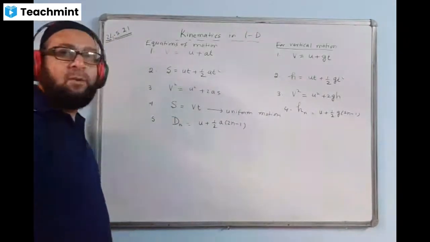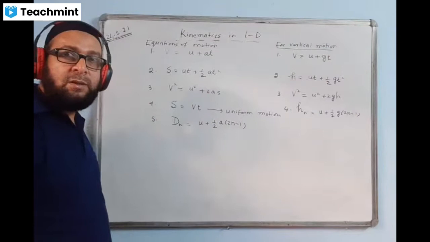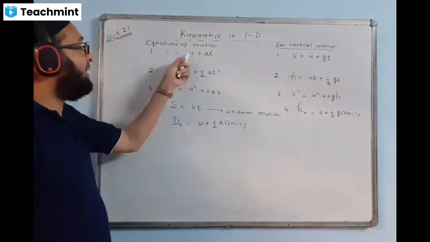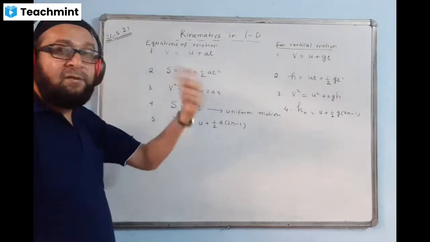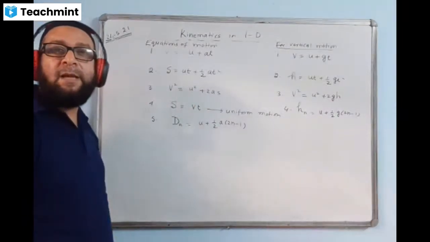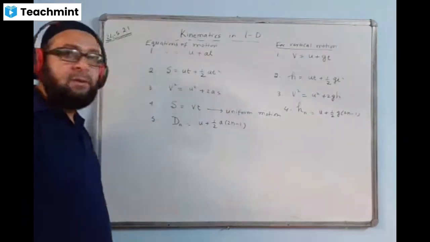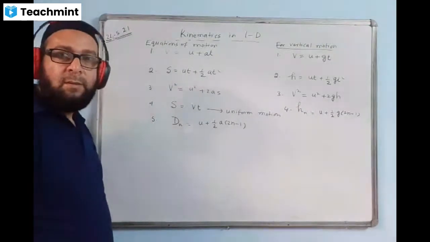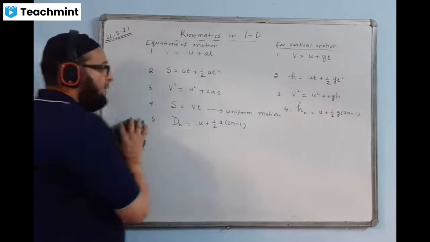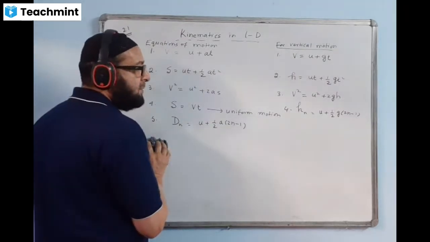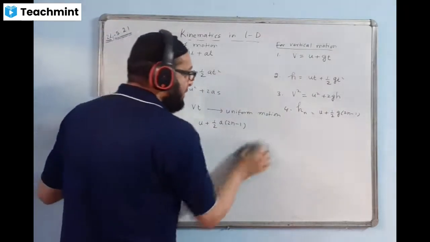Have you noted down the formulas and you understood now the situation? When the body starts from rest, U value will be 0. When the body comes to rest after some time of the motion, after applying brakes and all, the final velocity becomes 0. Yes or no? Okay? Say boys, is it all right?